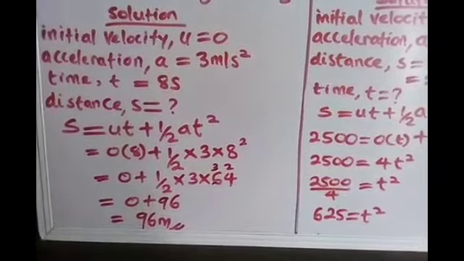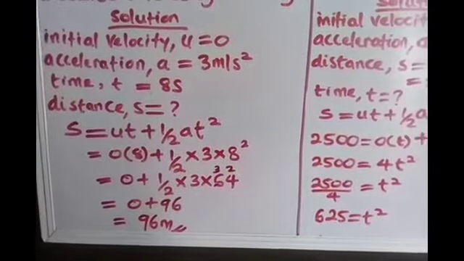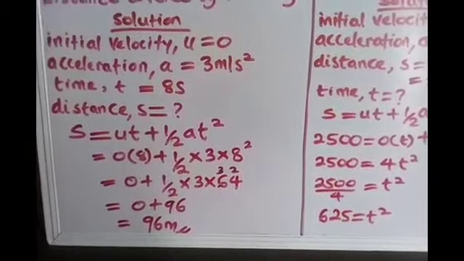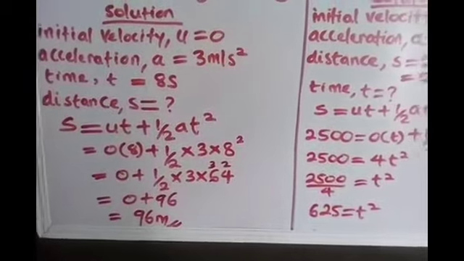And what is the unit of distance? It is meters. So that is why we have 96 meters. Class, I repeat, units are very important in physics. You must put the unit. That's why we have 96 meters.